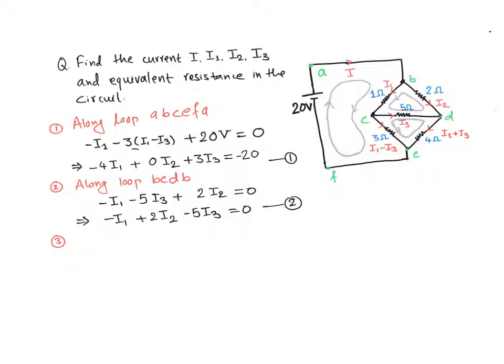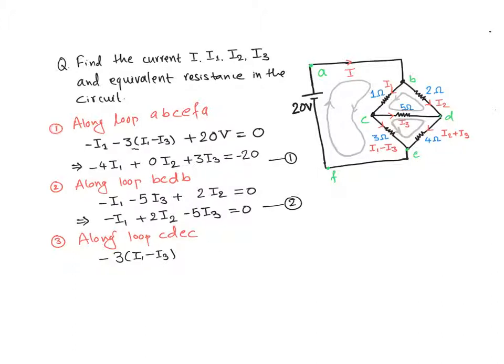Now let's take the third loop, which is CDEC, along the loop CDEC. When we are moving from C to E, we are moving along the direction of current. So voltage drop is negative, resistance 3, and current along this branch is I sub 1 minus I sub 3.